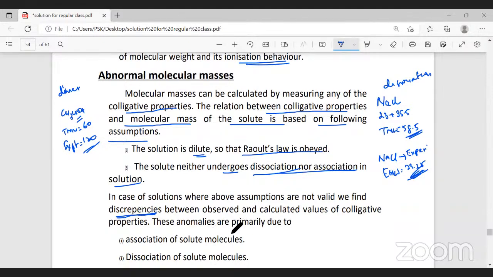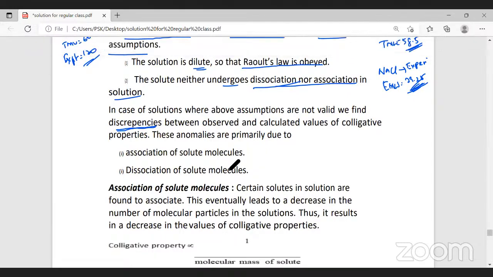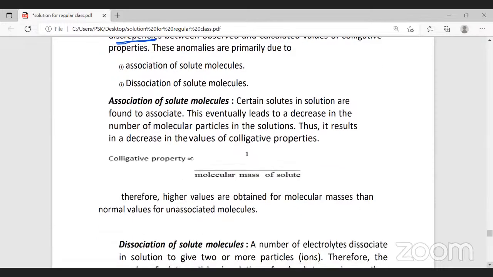These anomalies are primarily due to association or dissociation of the solute. So abnormal molecular mass is because of two reasons. One is due to association of the solute: if the solute particles get associated, they will show abnormal molecular mass. Or if the solute gets dissociated, then also it will show abnormal molecular mass. A very important concept we'll be learning, and we'll also work through some questions based on this.